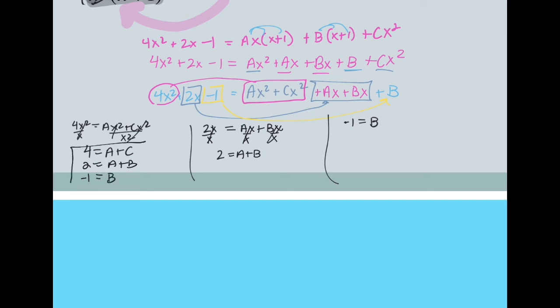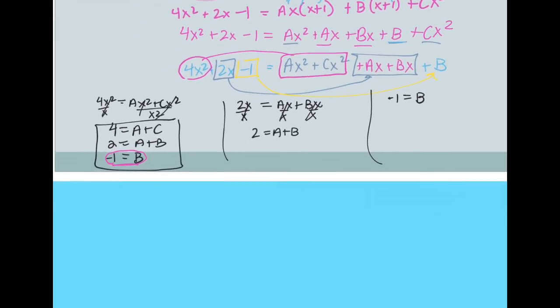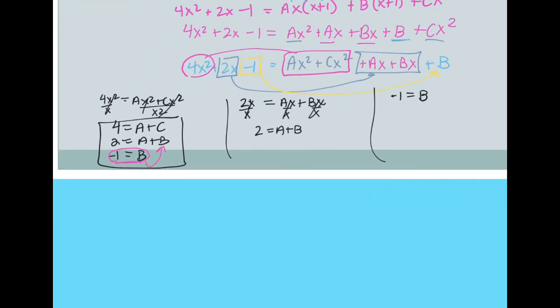And here's an actual system of equations. Now what's easy about these is one of them is already solved. So I already know b, which is going to be the numerator on this one. I can take that and plug it back in here to get a. So I'd get 2 equals a minus 1, add the 1. A is 3. And then I can take the a and plug it into the first one. 4 equals 3 plus c, subtract the 3, and c is 1.